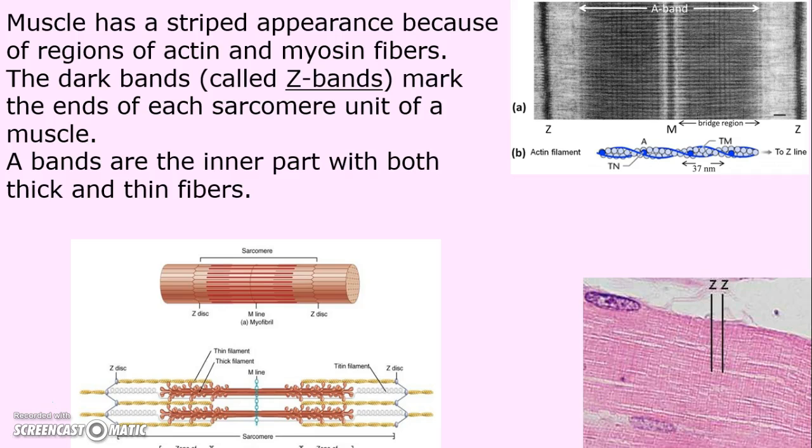If we look at muscle under the microscope, we see these striations or stripes, and that's because of the actin and myosin fibers that are laying side by side. The dark bands, we call those Z's, and then there's an A band, which is where there's both thick and thin fibers. So the lower right, you'll see what muscle looks like under a microscope with the Z bands that sort of anchor each sarcomere or unit of muscle.